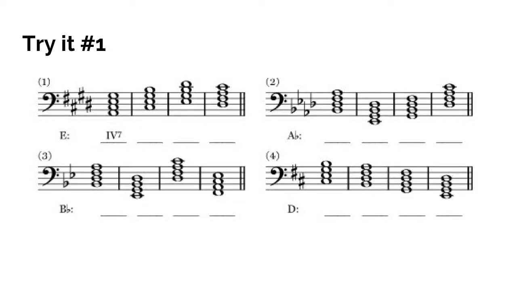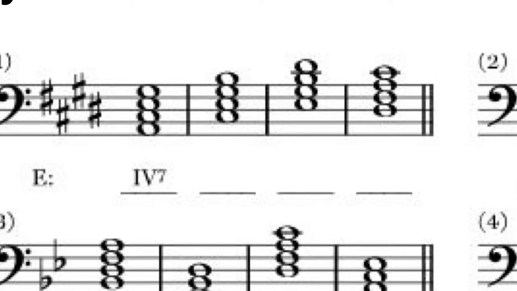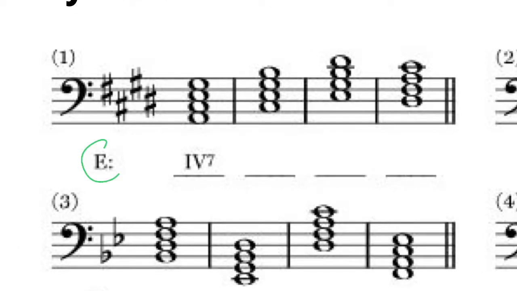All right, so here's our first one. You're in the key of E. Sorry that it's fuzzy, but it'll give you all the answers you need. So this is the 4-7. So if we think about, we're in the key of E, so C sharp is the 6th scale degree. So this is a minor 7th. So we have a 6-7 chord.